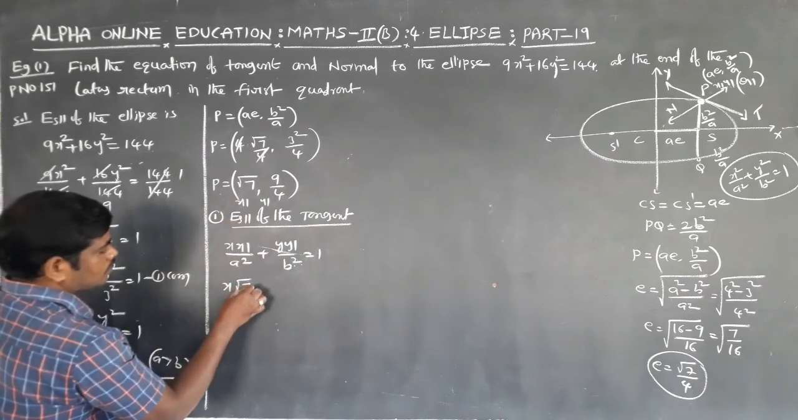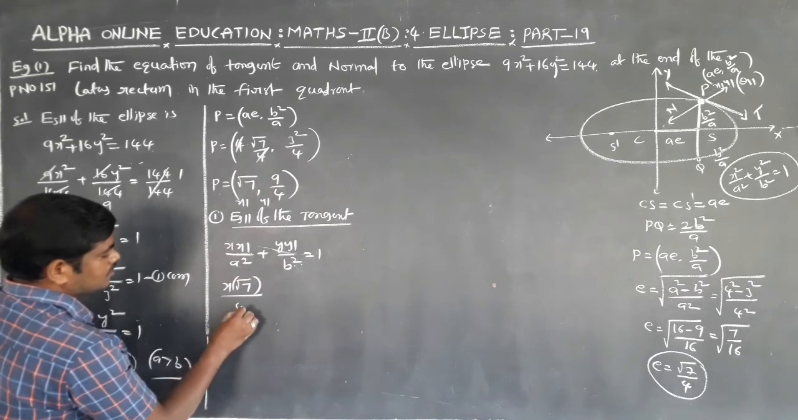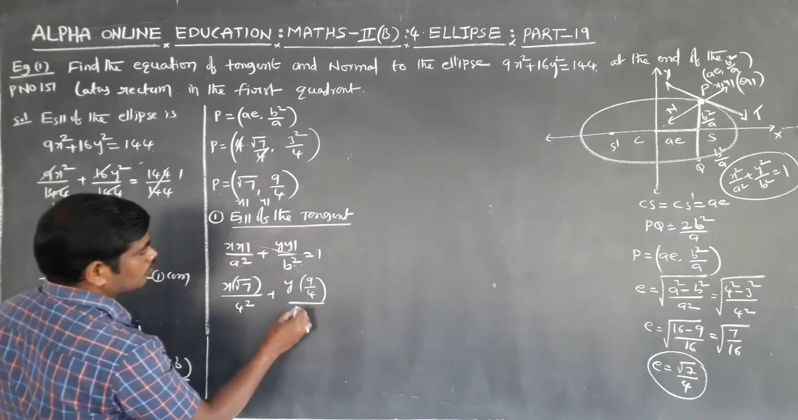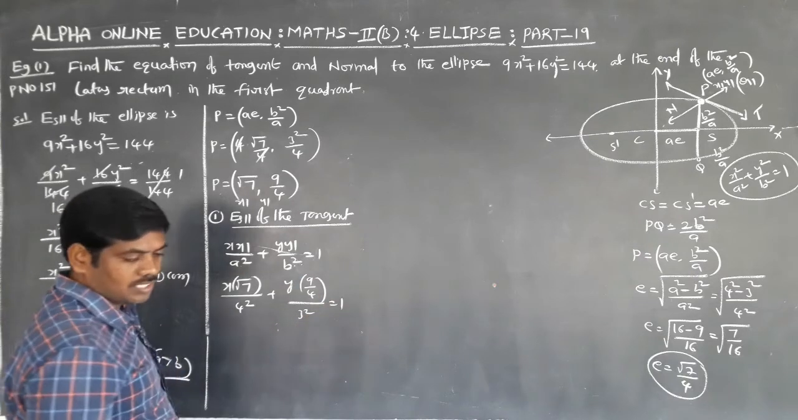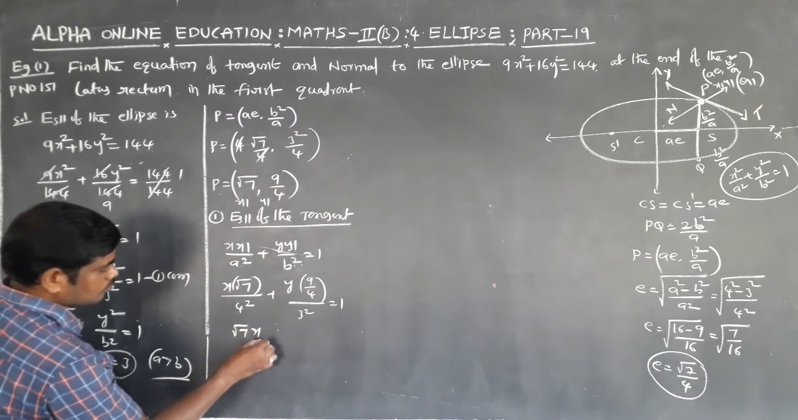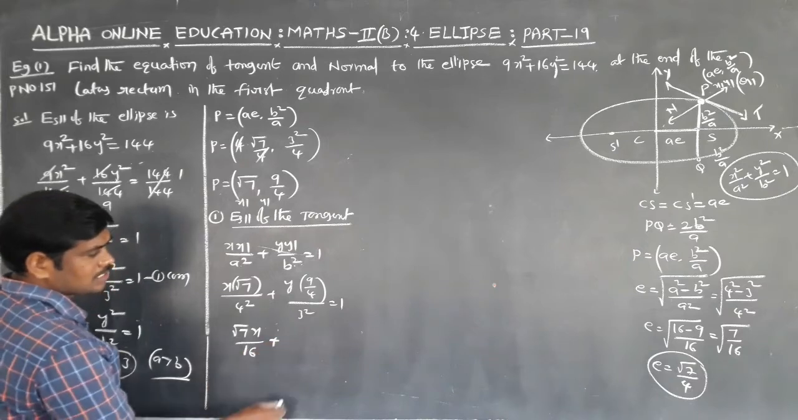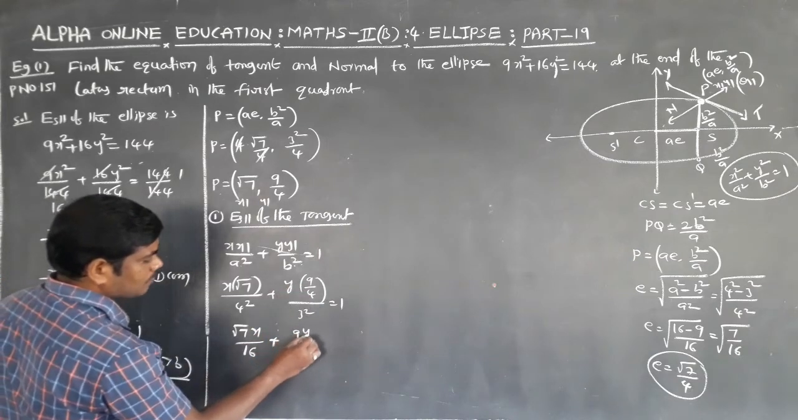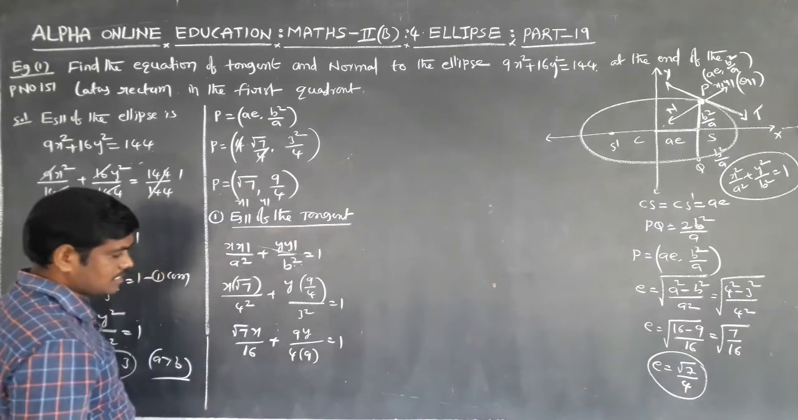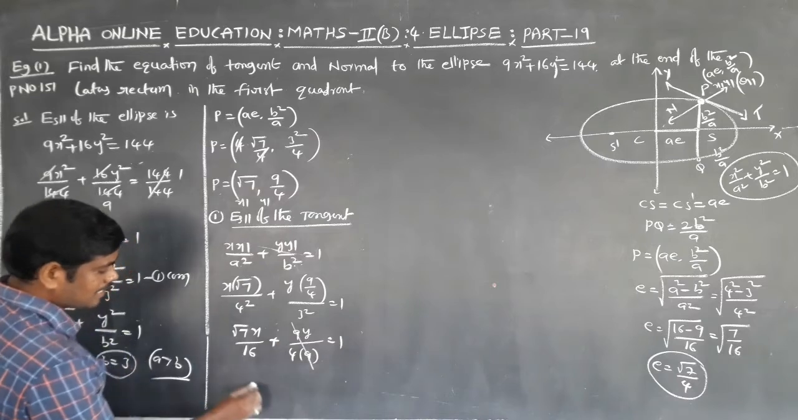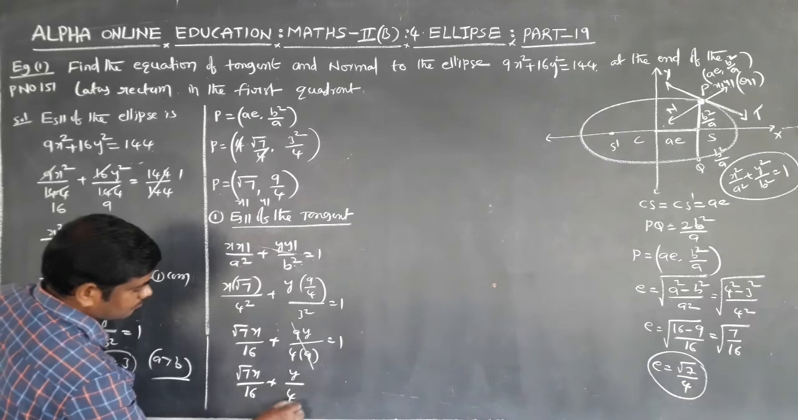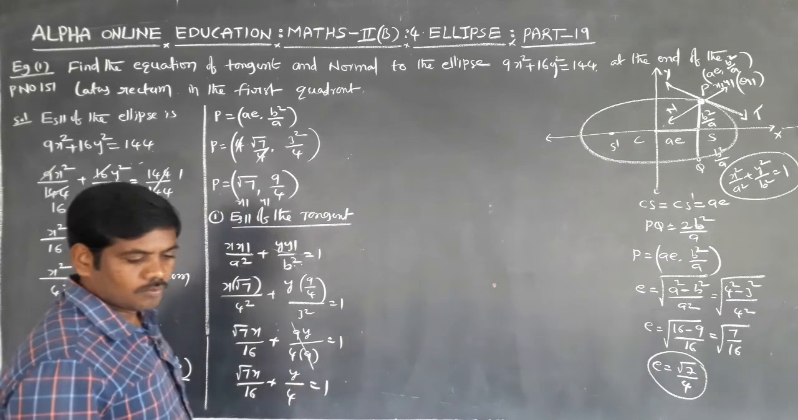x1 is equal to root 7, a square is 4 square; y1 is 9 by 4, b square is 3 square, is equal to 1. x into root 7, x by 4 square 16, 9 into y, 9y by 4 into 3 square means 9, is equal to 1. 9 gets canceled, root 7x by 16 plus y by 4 is equal to 1.